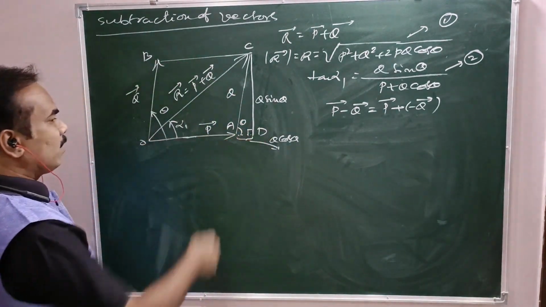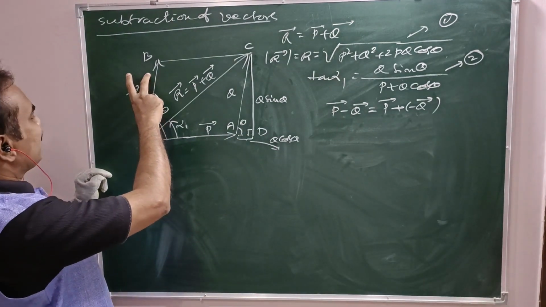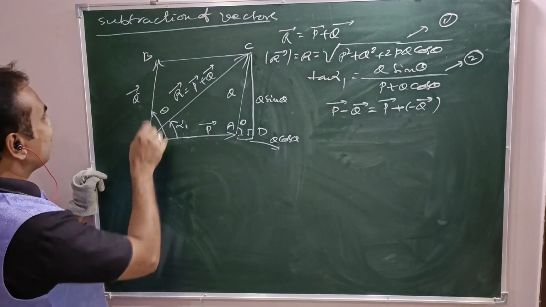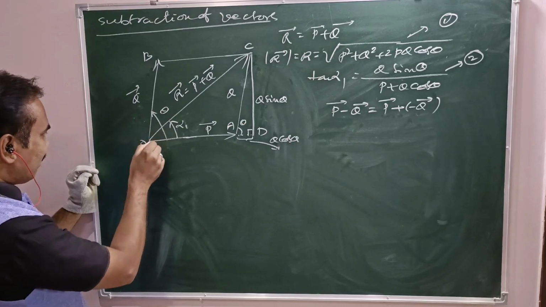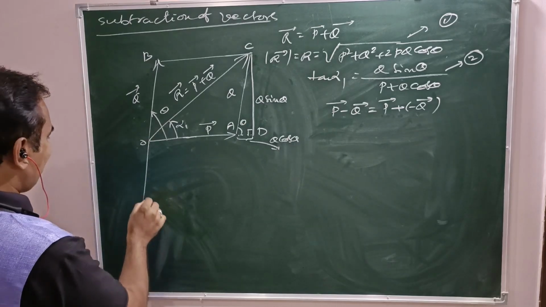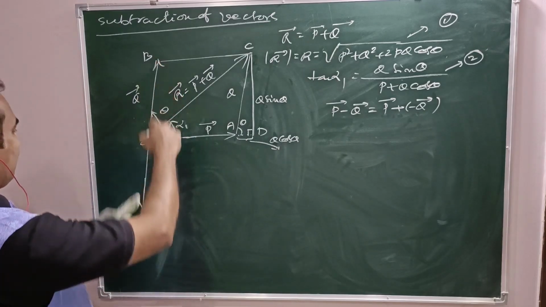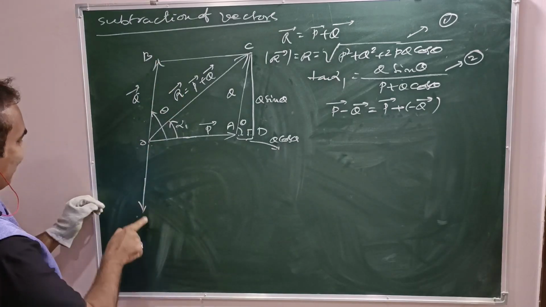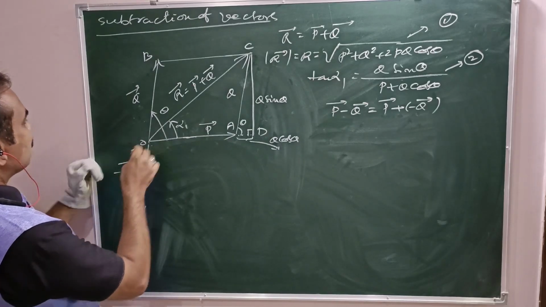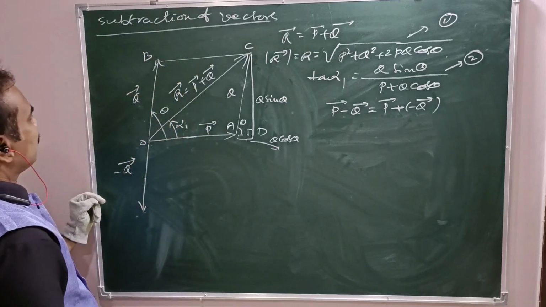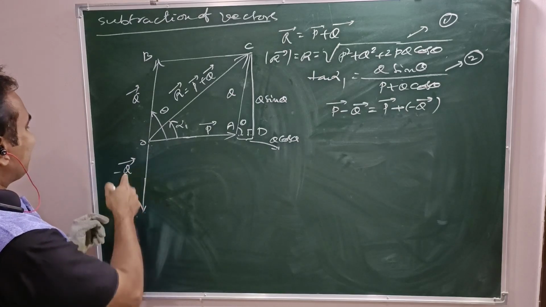See, this is P bar. To get minus Q bar, simply reverse Q bar, end to end. So this is the tail, this is the head. If we reverse it, we get minus Q bar like that. This is minus Q bar. It has the same magnitude, the same length, but the direction is reversed. If OB is Q bar, then OE bar is minus Q bar.